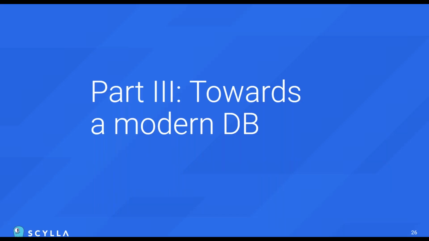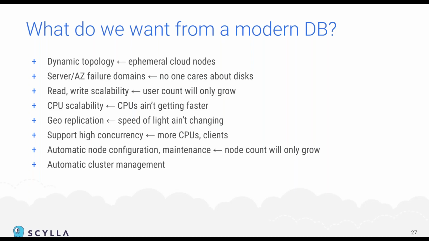So now that we understand scaling a bit more, we can talk about how modern databases evolved to handle those issues and build new architectures that utilize those scaling strategies. So what do we want from a modern database? We talked a little bit about the changes in operating environment, and they dictate very different requirements for modern databases. For example, we want databases that support dynamic topology, so we can utilize ephemeral cloud nodes and won't have problems when the cloud takes away a compute node, for example.